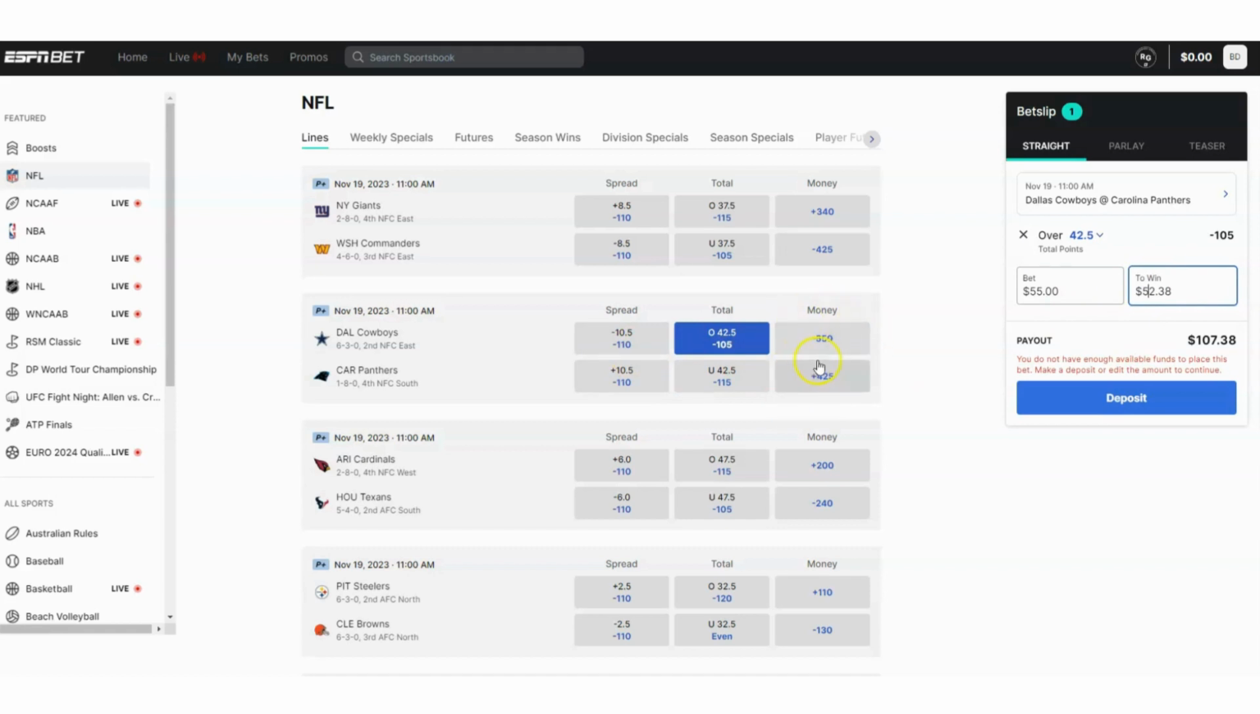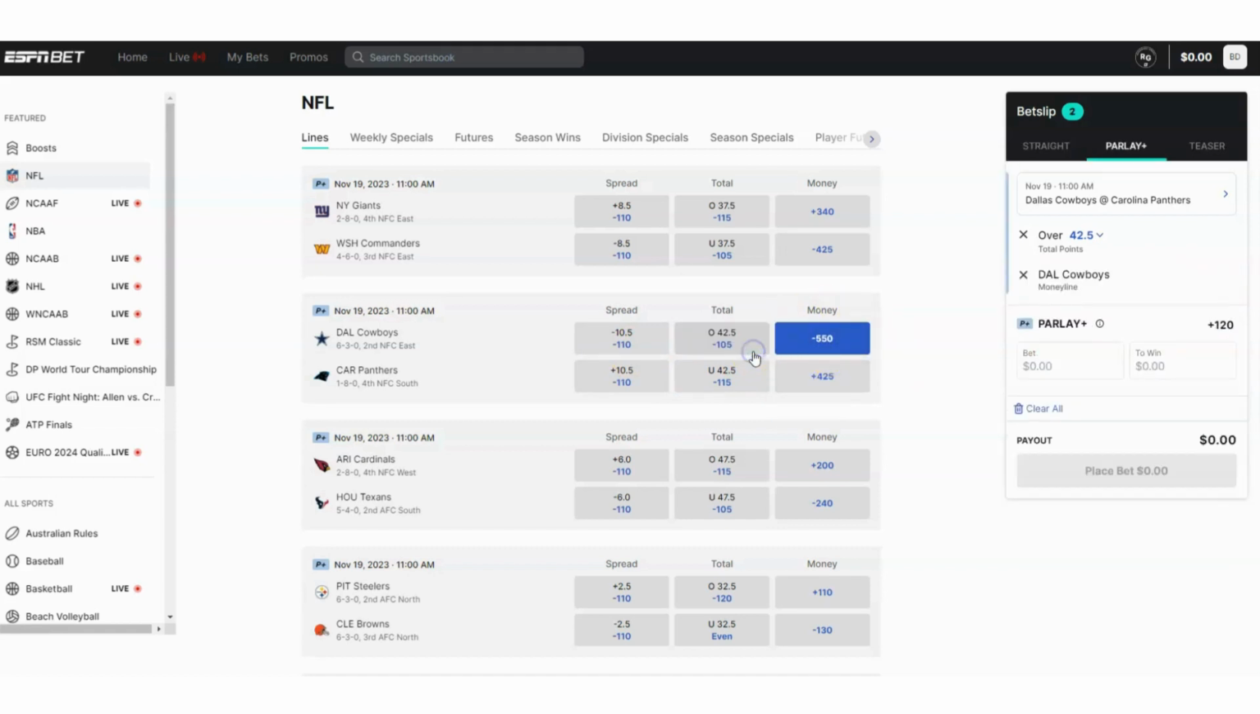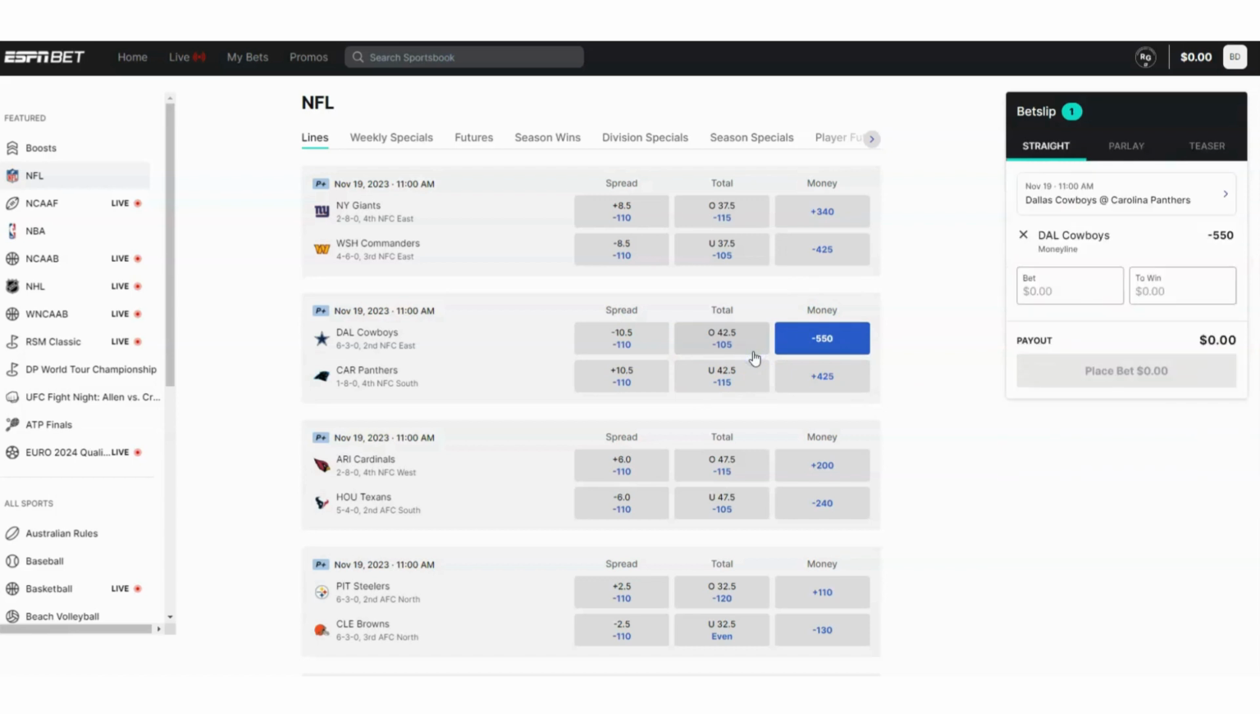And then in this scenario, minus 550, the money line means if you bet on the Cowboys, they just have to win. They could win by 1 point, they could win by 20 points, doesn't matter. But in this case, you'd have to actually risk $550 to win 100. You can see the math here. But let's just say you wanted to risk $55, you're only going to win 10. So not that good of a payout on those odds. That's what the money line means, is just pick a winner.